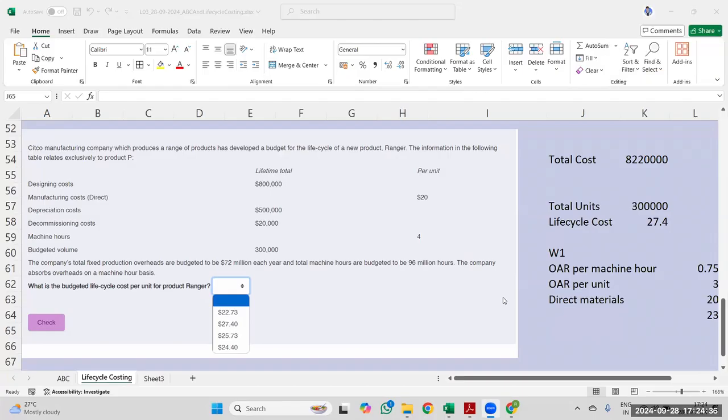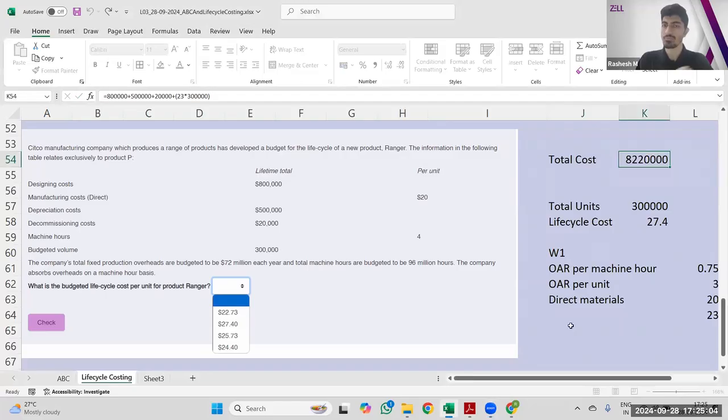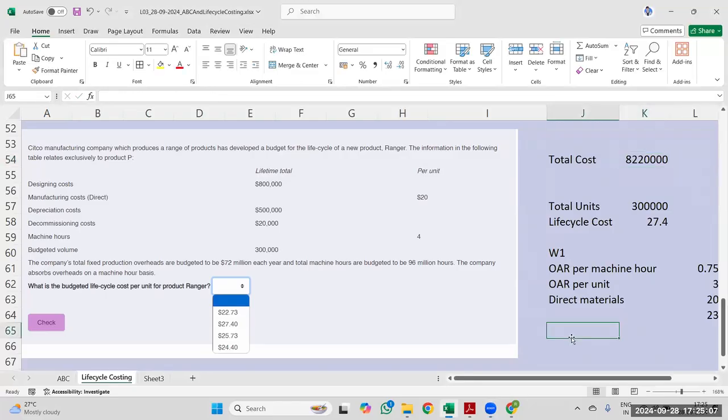Sir, I just have one small thing also to ask. If it was mentioned that this was the sole product the company makes, in that case, which of these would we have gone with, the 96 million hours or the other one? If this was the sole product, you would simply add the full 72 million in your total cost. Because then that cost would have been divided by the 1.2 million hours required for the production of 3 lakh units. Okay, sir. Correct. Thank you. Yeah, perfect.